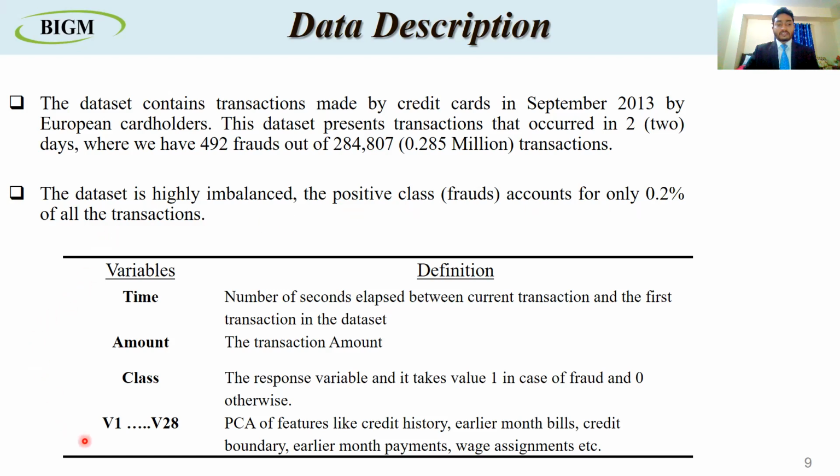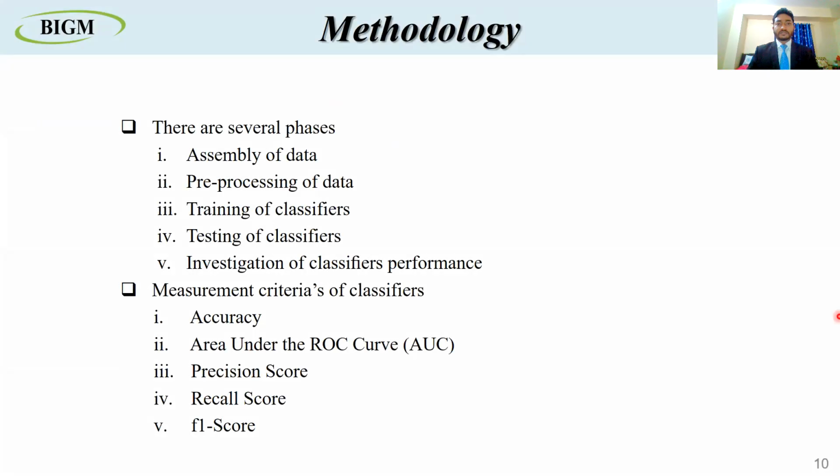Our dataset contains 31 variables altogether. Among those, variable 1 to variable 28 went through a dimensionality reduction technique called PCA, due to some confidentiality issues of the customers. And the remaining variables are Time, which is the number of seconds elapsed between the current transaction and the first transaction in the dataset; Amount, which is the transaction amount; and Class, which is the response variable, taking value 1 in case of fraud and 0 in case of genuine transactions.